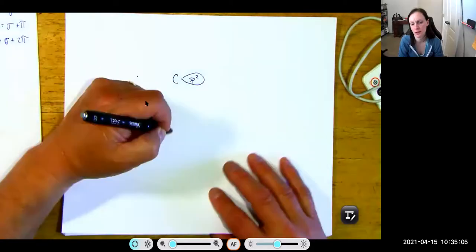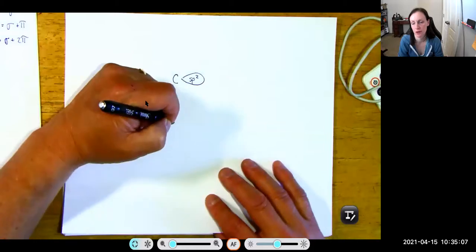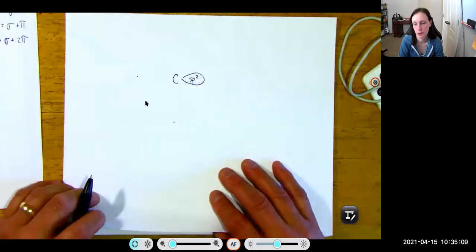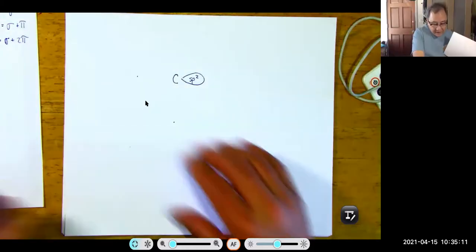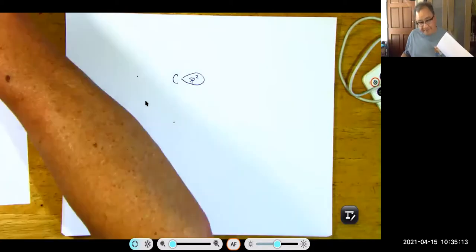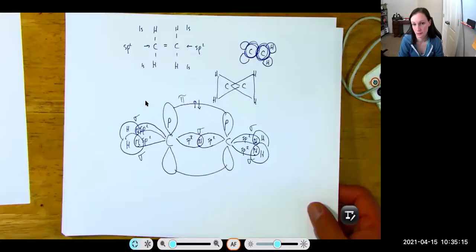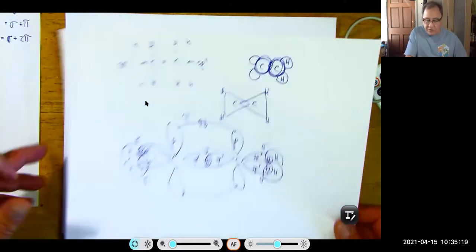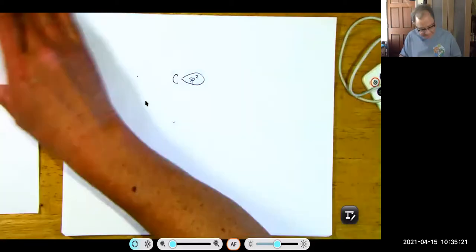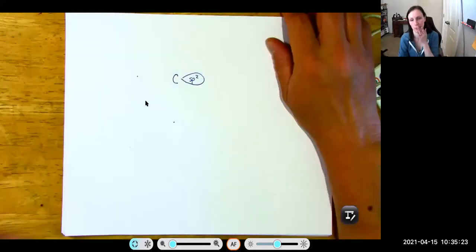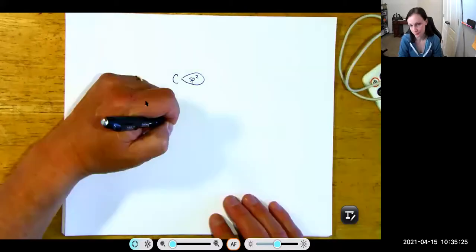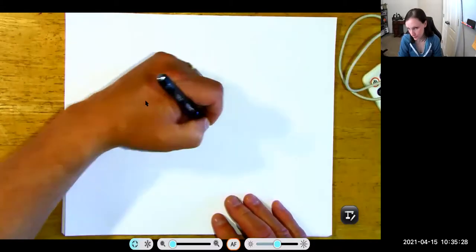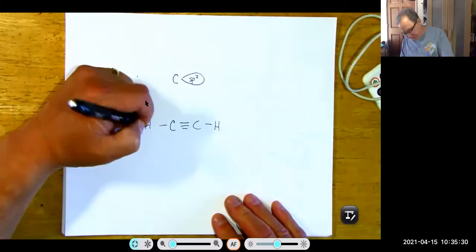Are we going to need to know how to draw these? Definitely need to know how to draw that. The one we just did? Yeah. And other ones like this with double bonds in it. Usually I don't make you do triple bonds because they're boring. If you do this one, it's just this.